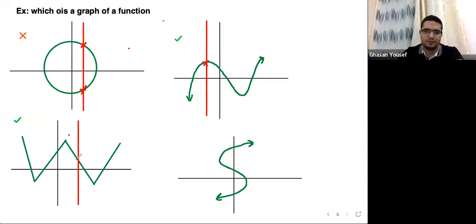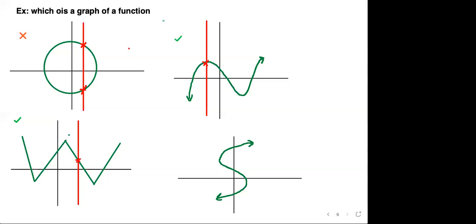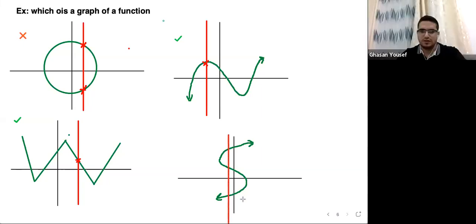What about the last one? No. No, it's not representing a function because the line passes the curve at 2 or 3, it looks like 4 points. Not 2 or 3, it's 4 points. No, it's 3 points: 1, 2, 3. So it's not representing a function. So the answer here is no.